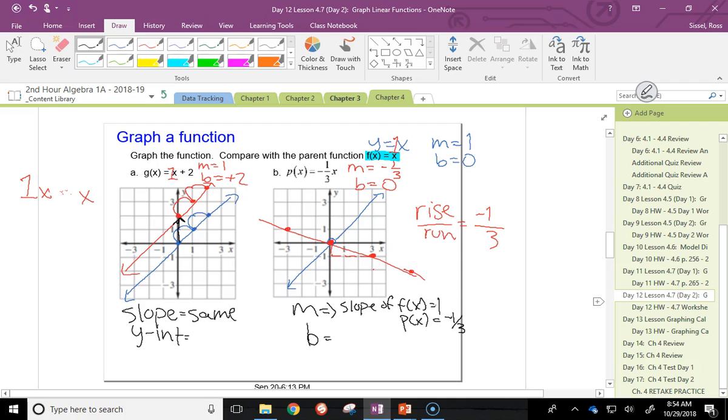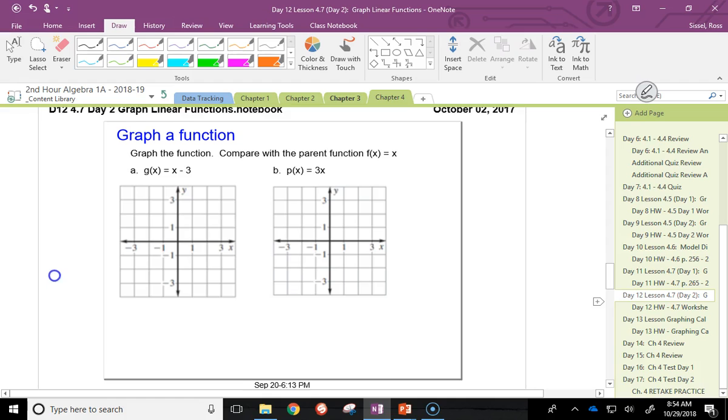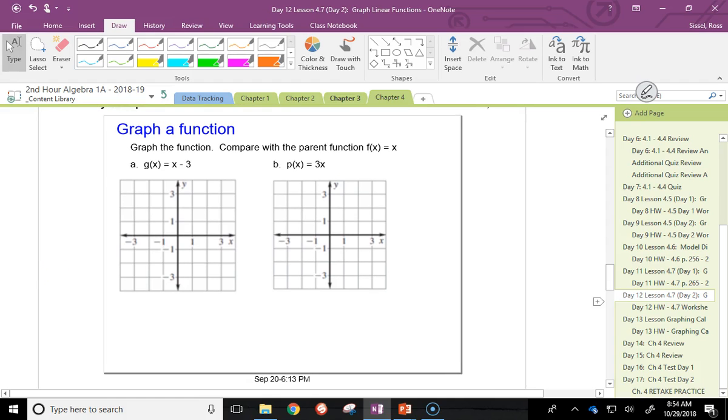So, is our y-intercept the same? Yeah, it's 0. If they intercept at the 0, 0 line, this is our y-axis, and our y-intercept is where it crosses the y. So they're both 0. We should be getting a little faster on this. These are all the same.